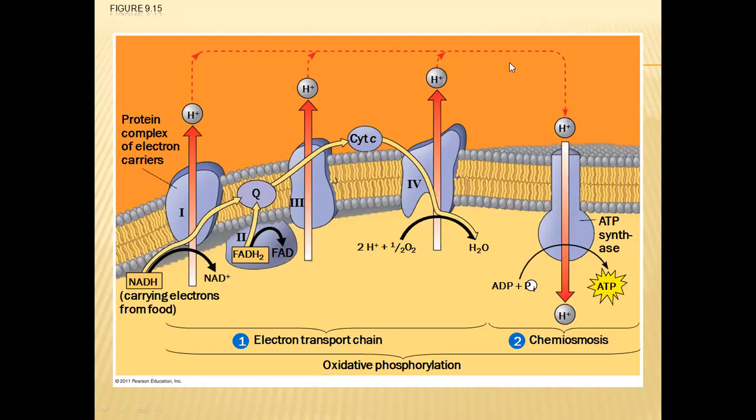When they are accumulated in high quantity, they will be shunted back into the inner chamber through this ATP synthase molecule. When they come through, the energy of the flow of hydrogen ions will be utilized for ATP synthesis. This process is called chemiosmosis. Both the electron transport chain and chemiosmosis can be collectively called the oxidative phosphorylation process. So oxidative phosphorylation can be divided into two phases: one is the electron transport chain, and another one is chemiosmosis.